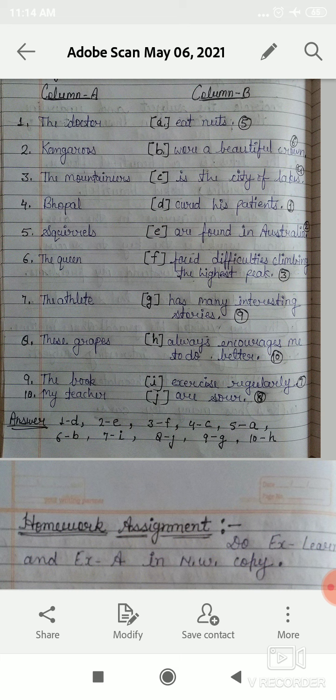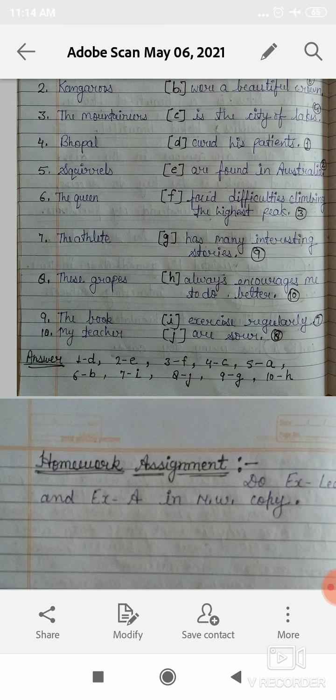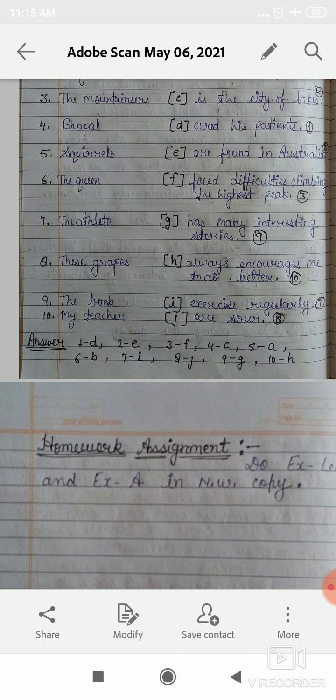Okay, so students, here are your answers. One will match with option number D, second will match with option number E, third will match with option number F, fourth will match with option number C, 5 will match with option number A, 6 will match with option number B, 7th will match with option number I, 8 will match with option number J, 9 will match with option number G, 10 will match with option number H.